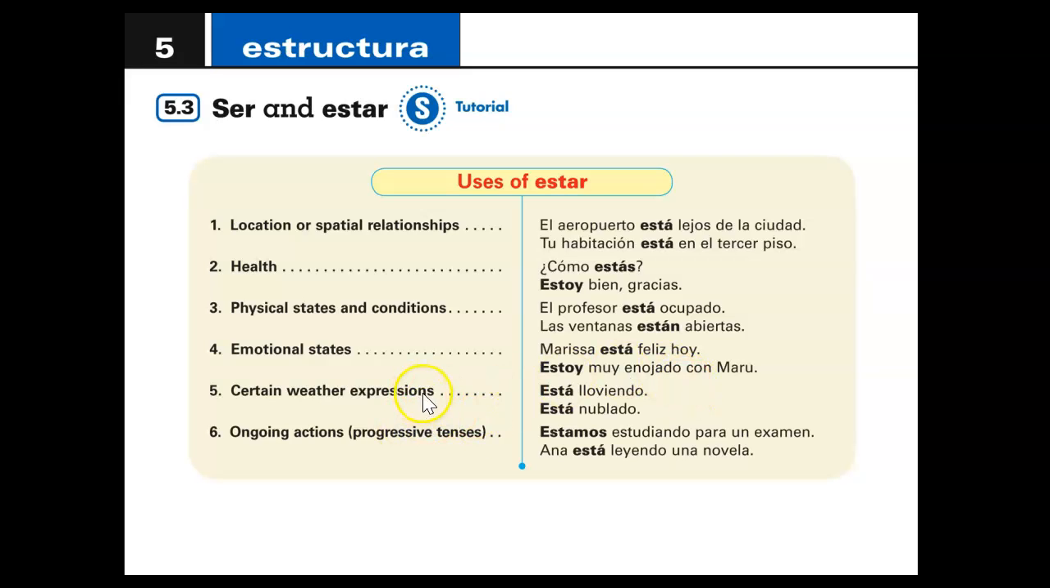And then we use it for certain weather expressions. Usually that implies the present progressive in this case. Está lloviendo. It is raining, like it is raining at this very moment in time. Or está nublado. It's cloudy out. And then obviously, again, it's talking about the present progressive tenses here. Estamos estudiando para el examen. Ella está leyendo una novela. Again, things that are occurring right at this very moment. Okay.